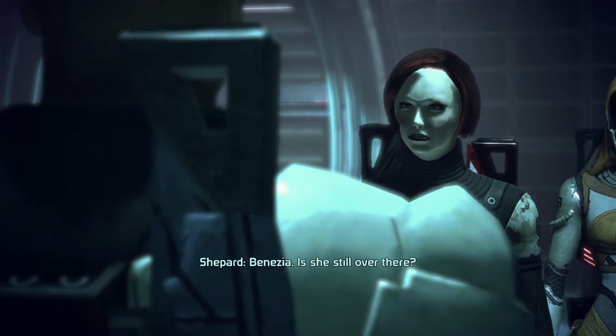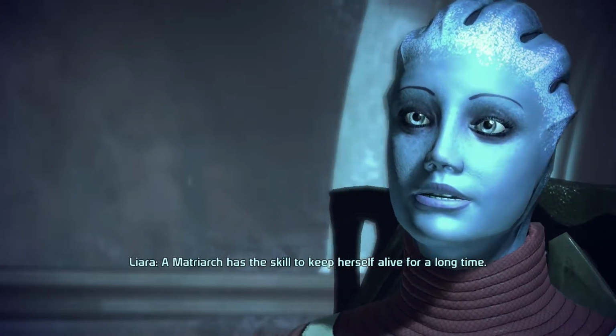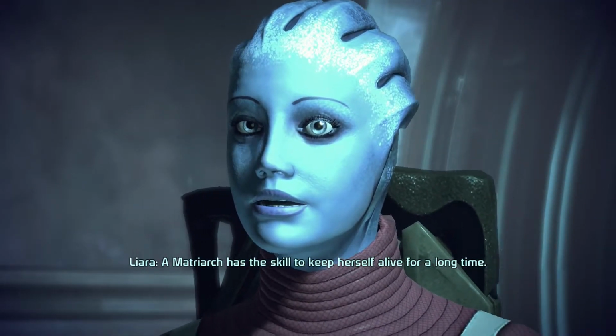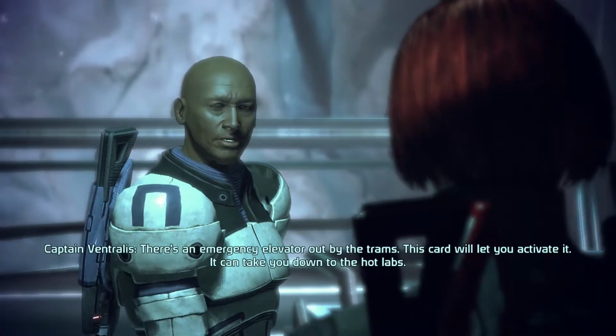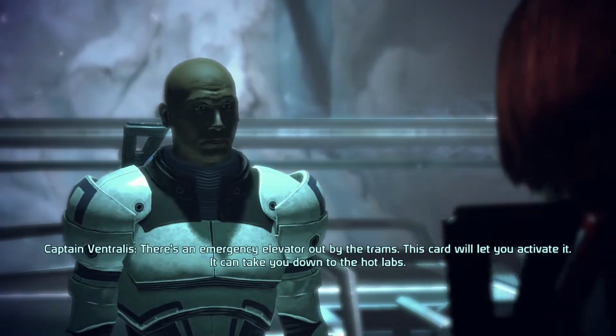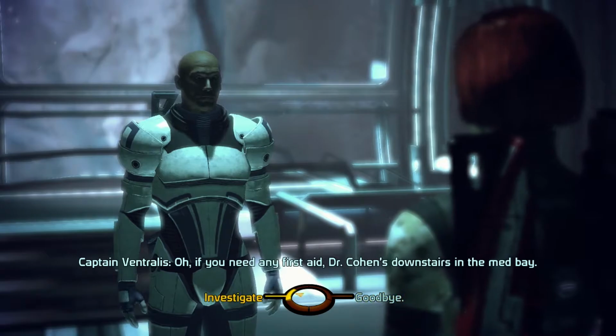Venezia. Is she still over there? I don't know. I don't see what one person could do. A matriarch has the skill to keep herself alive for a long time. There's an emergency elevator out by the trams. This card will let you activate it. It can take you down to the hot labs. Oh, and if you need any first aid, Dr. Cohen's downstairs in the med bay.